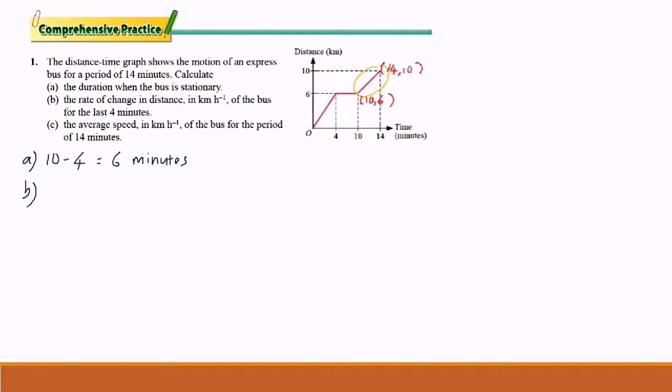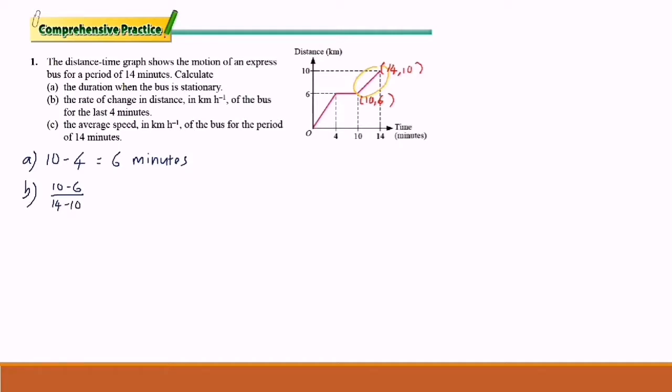As we know, the rate of change in distance actually is speed. Speed equals distance over time, or speed equals the gradient for the distance time graph. If we use the formula of gradient, 10 minus 6 over 14 minus 10.